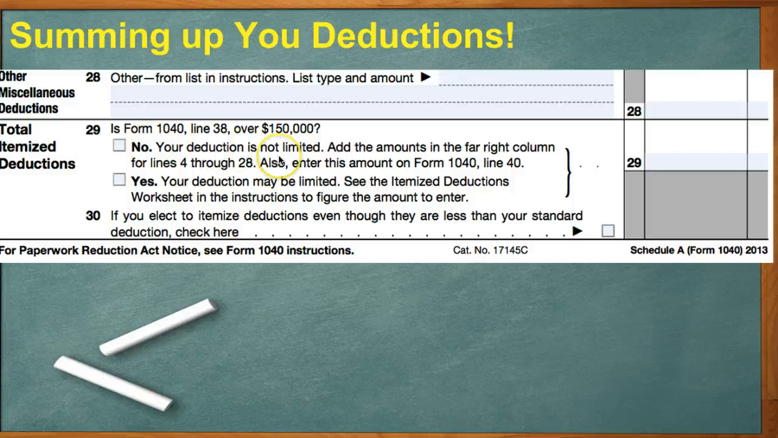Then what we'll do is we'll add all the numbers in the far right column for lines 4 through 28. We'll put this in here and then also on Form 1040 on line 40. Notice here it says if you elect to itemize deductions, even though they are less than your standard deduction, check here. There are certain tax reasons why people might do that, if they're married filing separate, for example. But again, we won't get into that yet in this lesson.